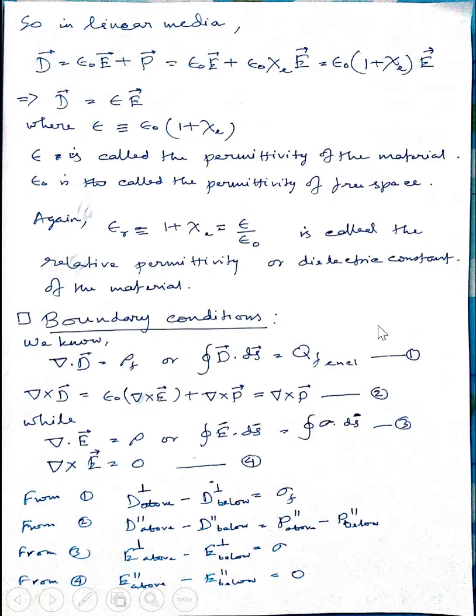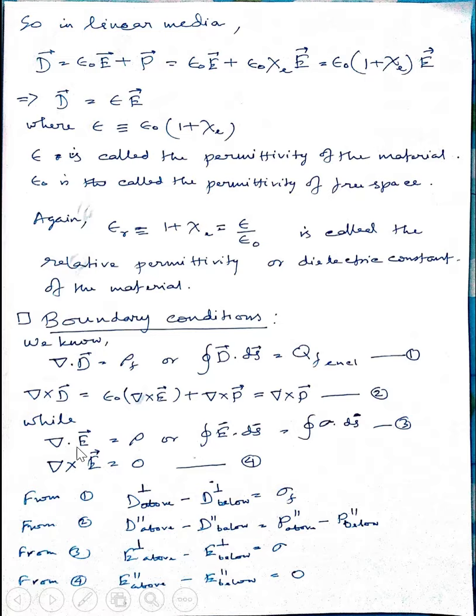Now we'll find the boundary conditions. To find the boundary conditions, we need some very fundamental equations: one is divergence and another is curl. For divergence D, it can be written as rho f, and in integral form it can be written in this way. And for curl, if I find curl of D, I have replaced D with epsilon 0 E plus P here. Since curl E equals 0, you will find curl D equals curl P.